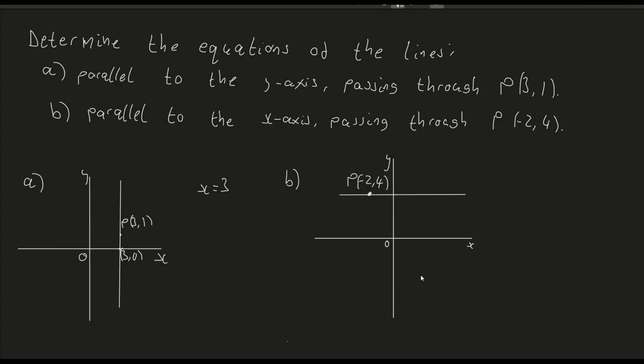There we go. And if we look at this, we can see that it's 4 in height. So if it's 4 in height here, at this point P, then that means that it must cut through the y-axis at (0, 4), right? Because all of these points along here have a height of 4. So we would say that this equation is y equals 4.